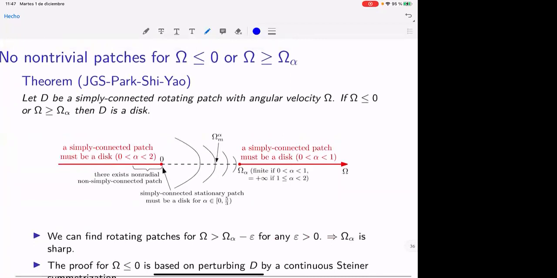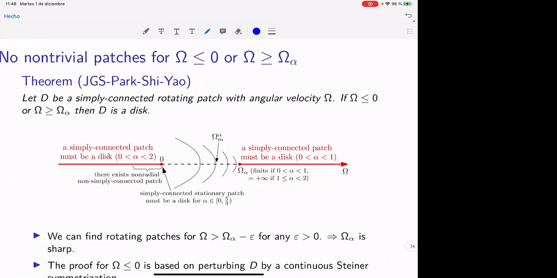If we take omega to be negative or big, then there are no solutions under the extra assumption of being simply connected. We have seen that if we relax the hypothesis of being simply connected, then one can find non-trivial solutions bifurcating from the annulus. Let's impose that the patches, or the smooth functions, have simply connected super level sets, then there is nothing. And this omega alpha is sharp.